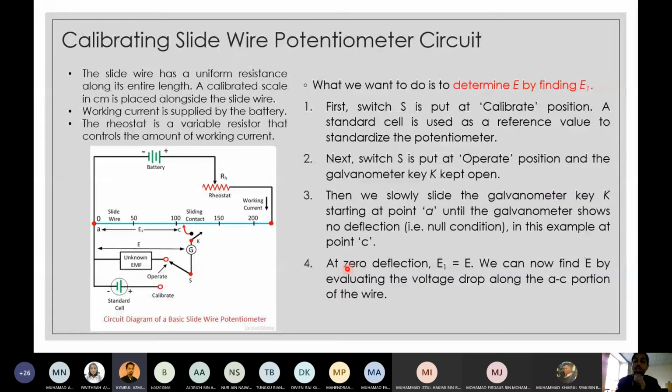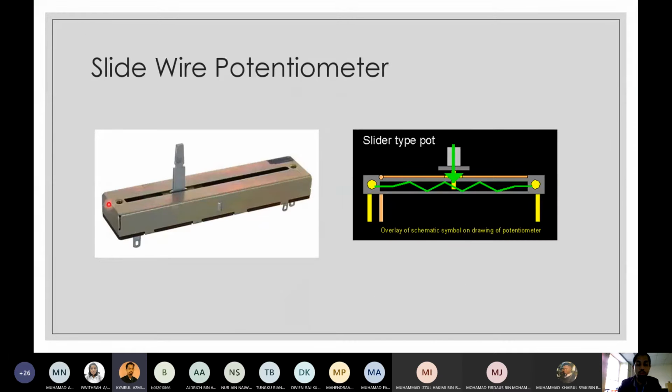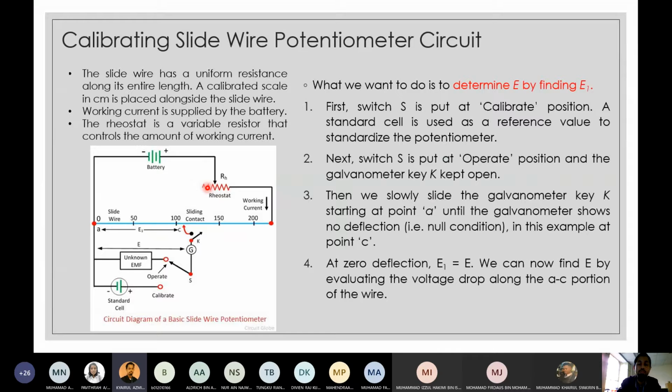So now we want to learn how to calibrate what we call a slide wire potentiometer. This is the definition of slide wire. When we move it, we have a slide wire. So this is the circuit.